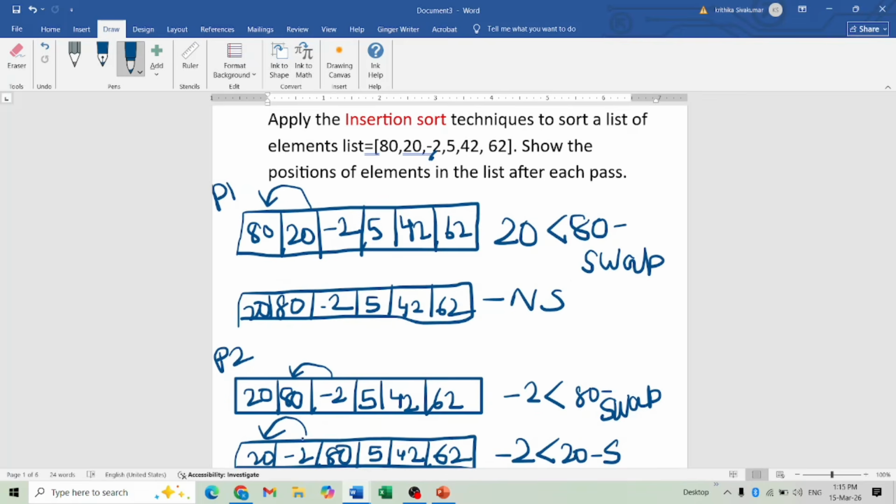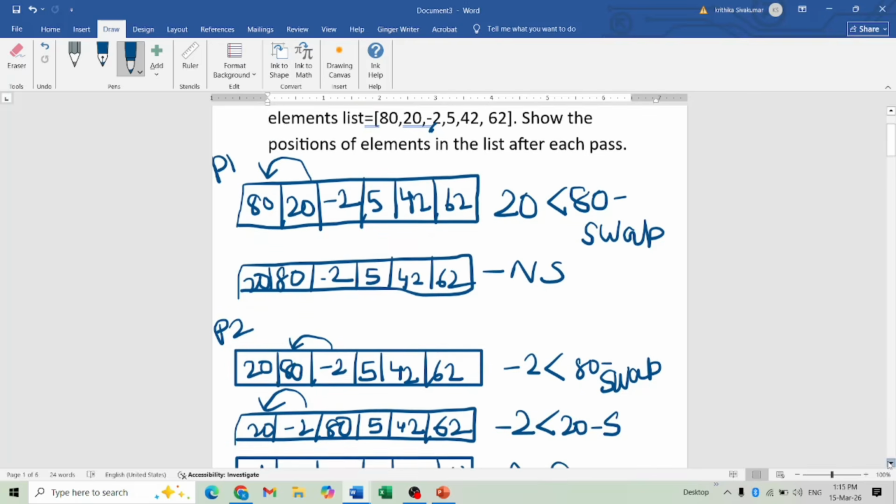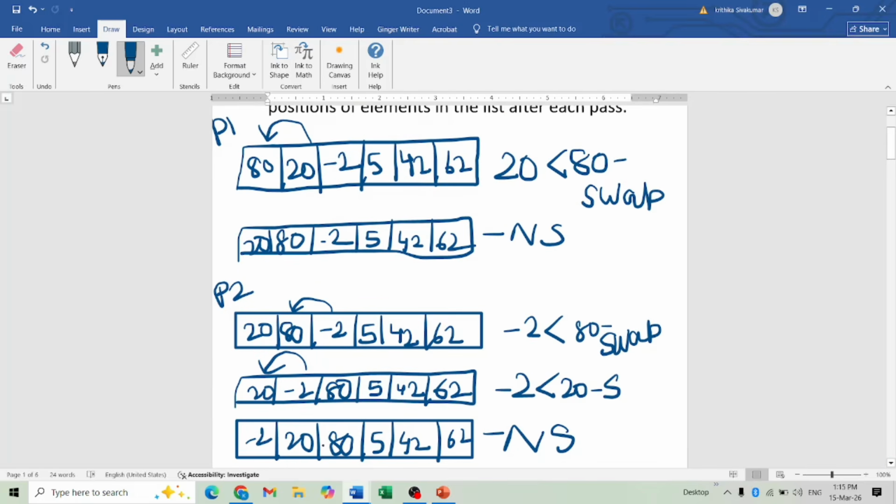Now you have to check minus 2 with 20. When we compared minus 2 to 80 the first time, obviously minus 2 is smaller, so you did the swapping. Now compare minus 2 with 20. Minus 2 is less than 20, again obviously minus 2 is smaller. So you have to do the swapping. Swapping is done. So minus 2, 20, 85 and 42, 62.